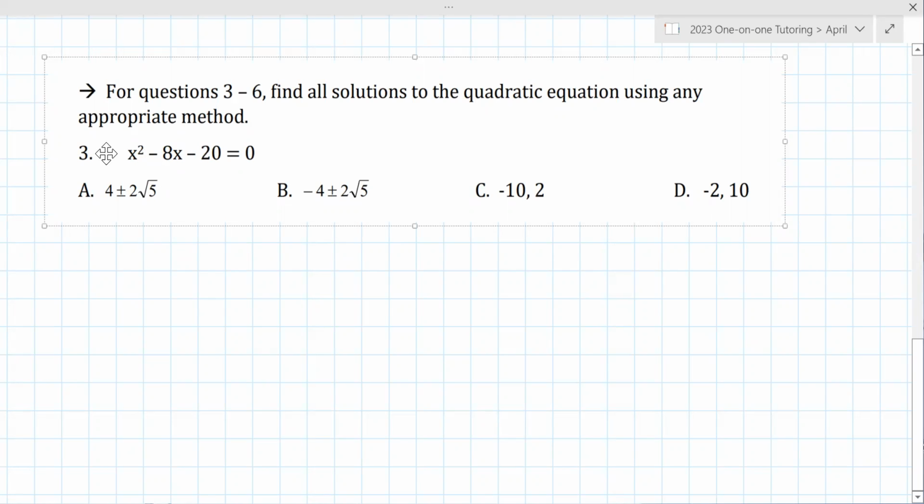So what do you think here? When you look at this, x squared minus 8x minus 20, what kind of factoring do you hope this works out to be? Like an a equals 1. Yes. Now let's try that. Are there two numbers that multiply to minus 20 but add to minus 8? Minus 10 and 2. So is your answer C, or is there something else to do?